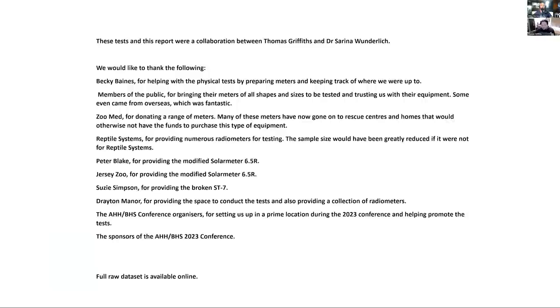So many people donated meters. ZoomEd literally gave us meters. Reptile Systems provided like 30 meters or something crazy. People provided ones with lids missing. Jersey Zoo had one where you could move the lid and all sorts of crazy stuff. So many different meters, and they weren't all just Solarmeters. Some of them were lux meters, some were power density meters, a whole range of different radiometers. We compiled a bunch of data, and the full data set is available for free online if anybody wants to look further into it.